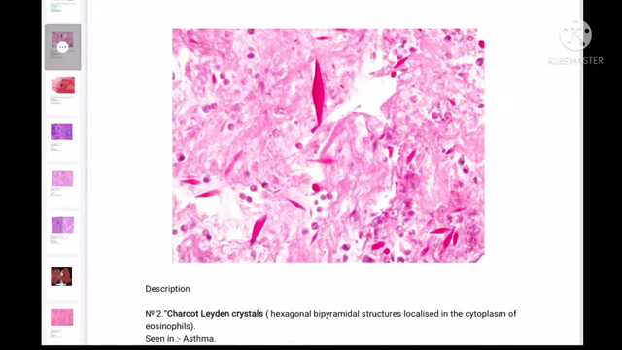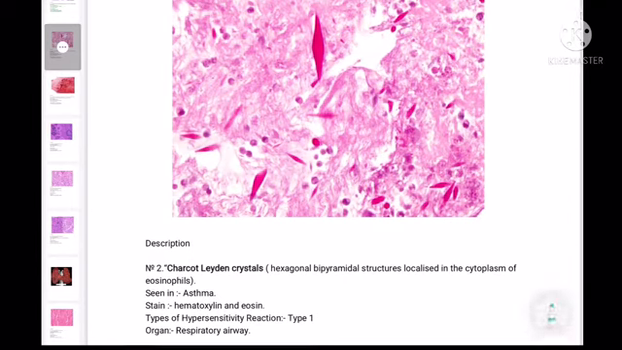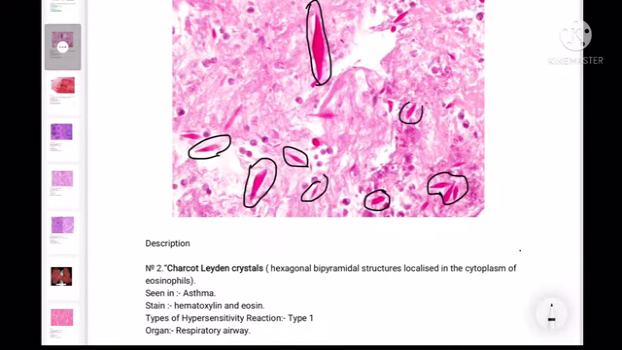Other findings that we can also find in case of asthma are these crystal shaped substances, highly eosinophilic. These are called the Charcot-Leyden crystals. So Charcot-Leyden crystals are also a feature that can be seen in case of asthma. What are they? Hexagonal bipyramidal structures localized in the cytoplasm of the eosinophils.